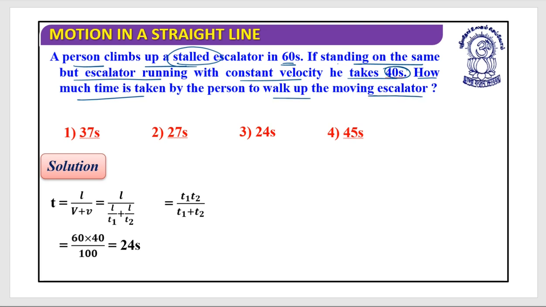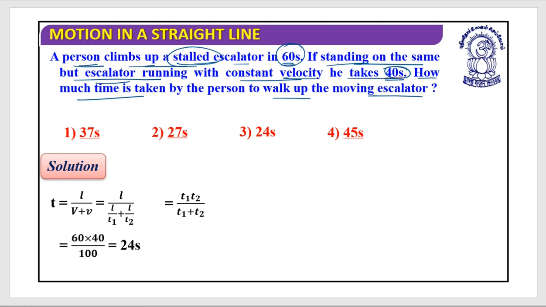Here he has given a situation that if a person climbs up a stalled escalator, that means the escalator is at rest and the person himself is moving, then he can reach a certain point in 60 seconds. Now if the situation is reversed, the person is standing on the same escalator running with constant velocity, then he will take 40 seconds to do the same task. Now what would be the time taken by the person to walk up the moving escalator? That is what they require. I hope those things are clear to you.